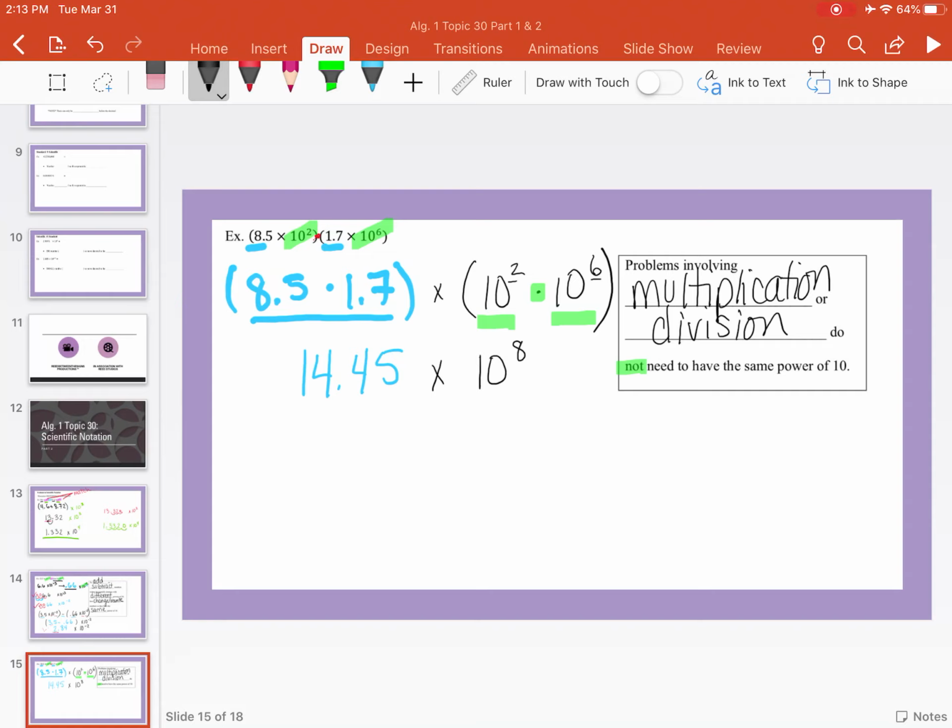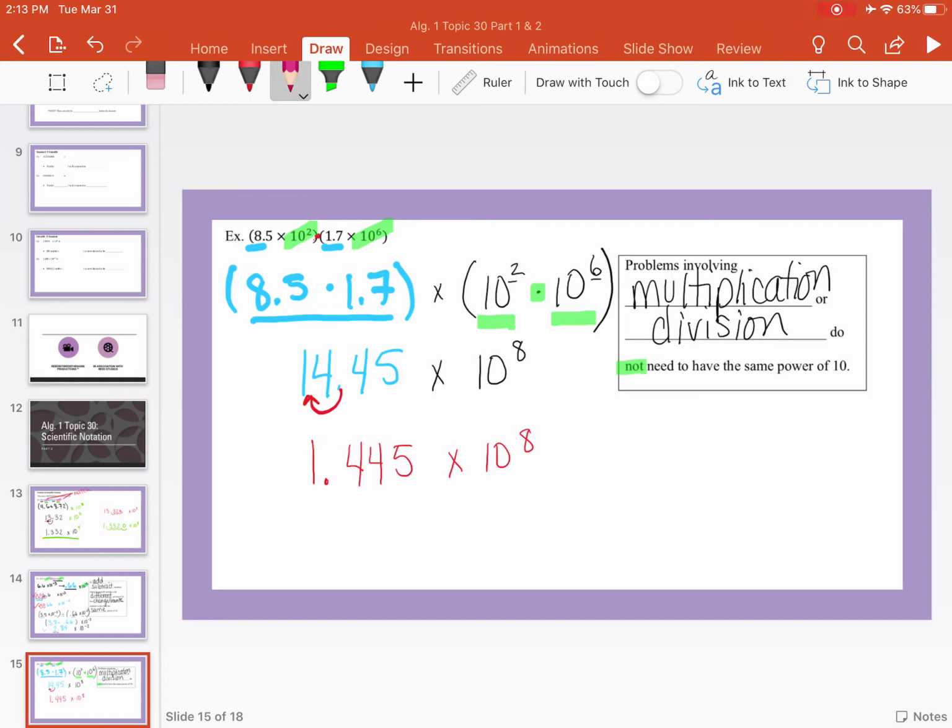Now here, is this answer written in scientific notation? No, it is not. So I need to move my decimal one spot over. Now we can use the methods that we've been doing for addition and subtraction in order to determine what my new exponent would be. So I would have 1.445 times 10 to the 8th.